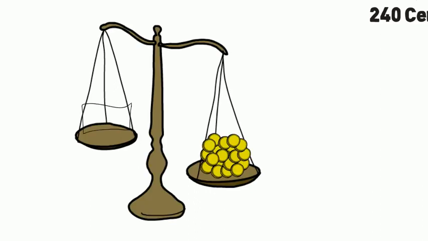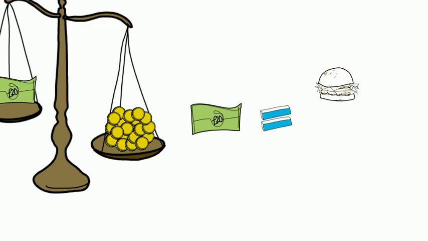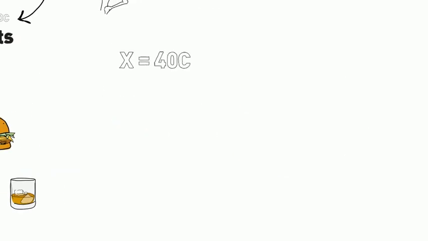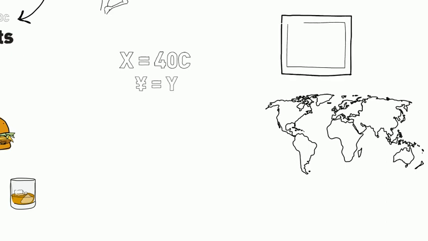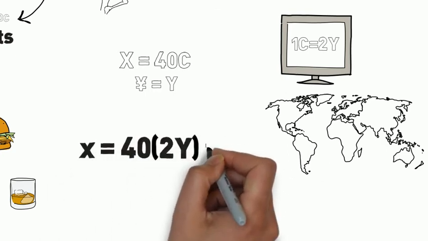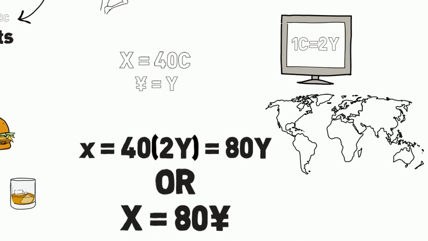Every problem in algebra is essentially finding a new coin or two and figuring out how much it's worth. It's a system of how much something equals something else and using that to figure out new things. For instance, now that we know x equals 40c, say we travel to Japan and wonder how many yen, or y, this is worth. We can look up an exchange rate and find that 1c equals 2y. Therefore, x equals 40 times 2y, which equals 80y, or 80 yen.